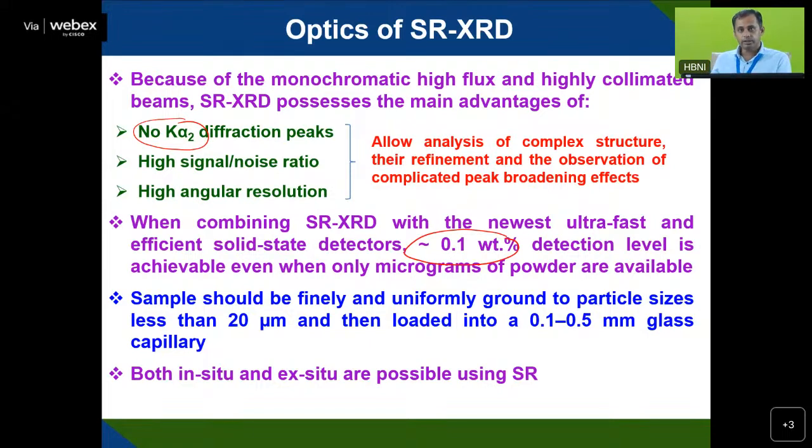You can see whether there is any secondary phase or not, which you can't identify in conventional XRD. That is possible here with a sample of a few micrograms of powder, which you can use for this study with high accuracy. The sample should be finely ground and uniform, with particle size less than 20 micron, and then loaded into a 0.1 to 0.5 mm glass capillary, and mounted on that.